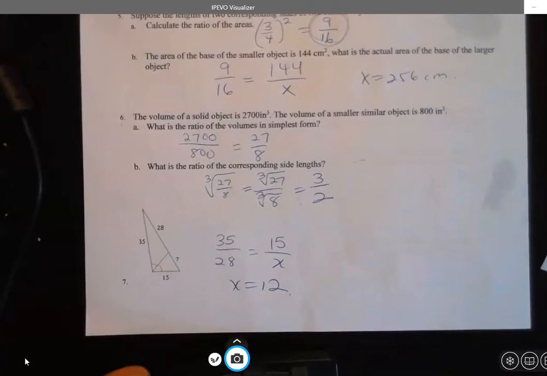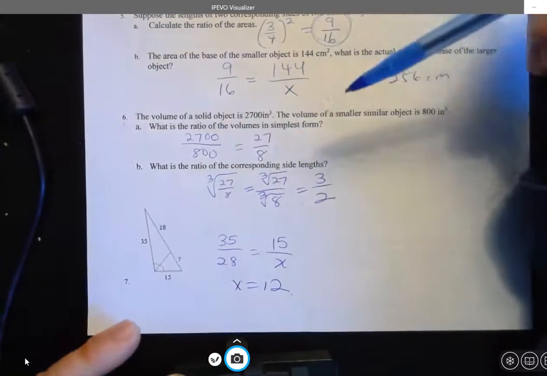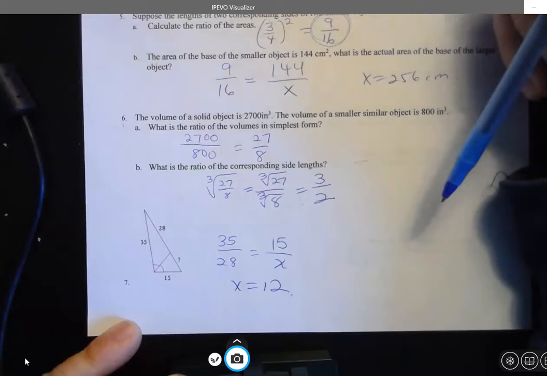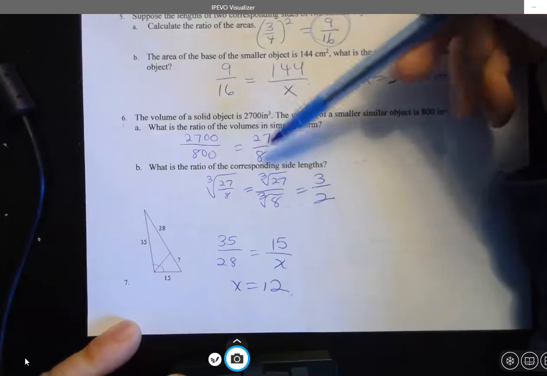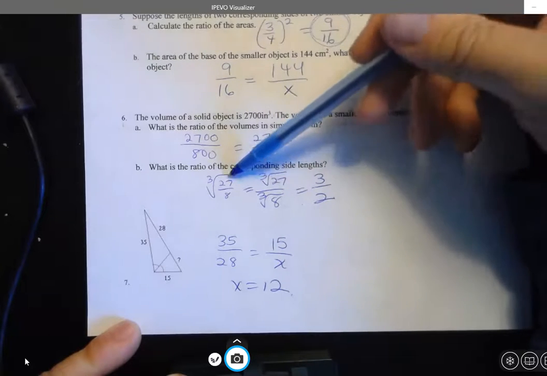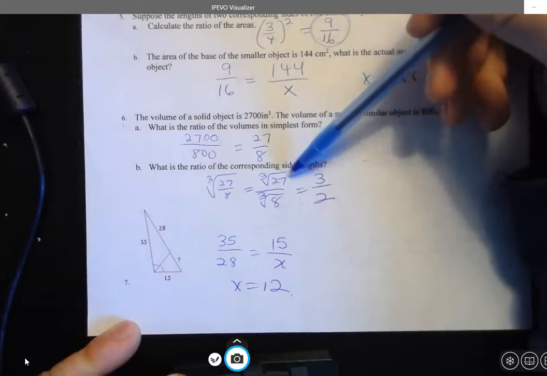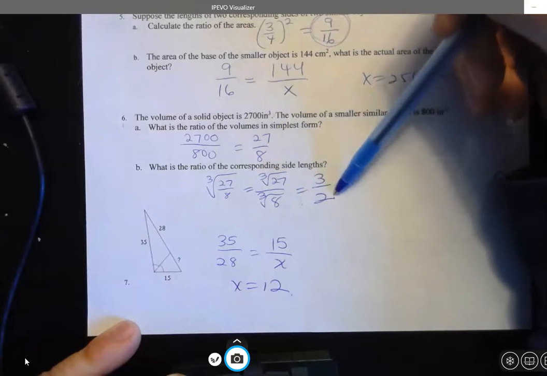6, you're given the volume ratios, 2700 to 800. Simplify, 27 to 8. Then the side ratio is the cube root of the volume ratio. So the cube root of 27 is 3. Cube root of 8 is 2. So it's a 3 to 2 ratio.